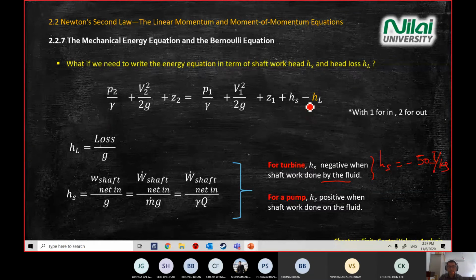So in this case, just general. You can substitute the value with positive or negative when you use either a turbine or a pump. Then we look at the example, and you'll see what all these equations mean.